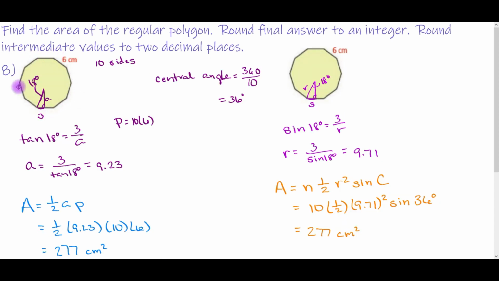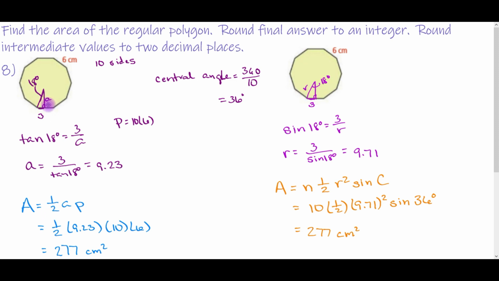All right, number 8 is a similar example. We have a decagon here, so we have 10 sides, and the side measure is 6 centimeters. So first I looked at finding the central angle, which is 360 divided by 10, which is 36. So drawing in my triangle to solve for my apothem, or over here drawing in my triangle to solve for my radius. Either way, we're going to take this central angle and divide it in half, so 18 degrees.